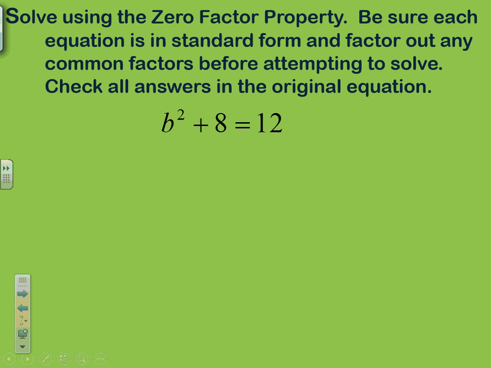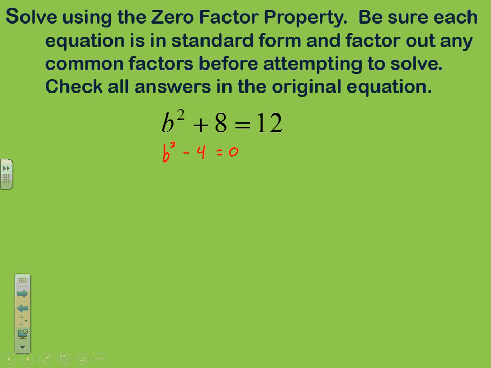Okay, here is a third way that we could expect to see a quadratic problem. Now, this one I'm going to actually solve two different ways. Let's go ahead and put it in standard form, the way that it told us to do in our instructions. So I'm going to say b squared, and I'm going to move the 12 over through subtraction. I'm going to say minus 4 is equal to 0.